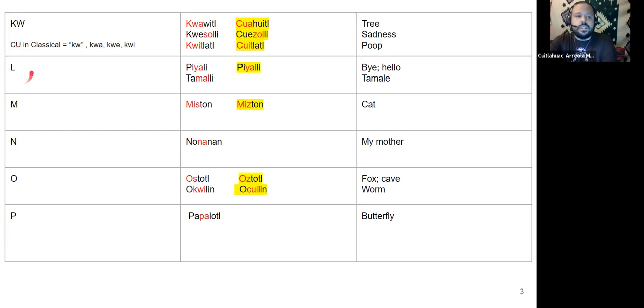The L, just like the pronunciation in English, right? Some words, like this word tamali, you'll see two L sounds, never pronounced like the J sound in Spanish. It's a long L sound. Tamali.